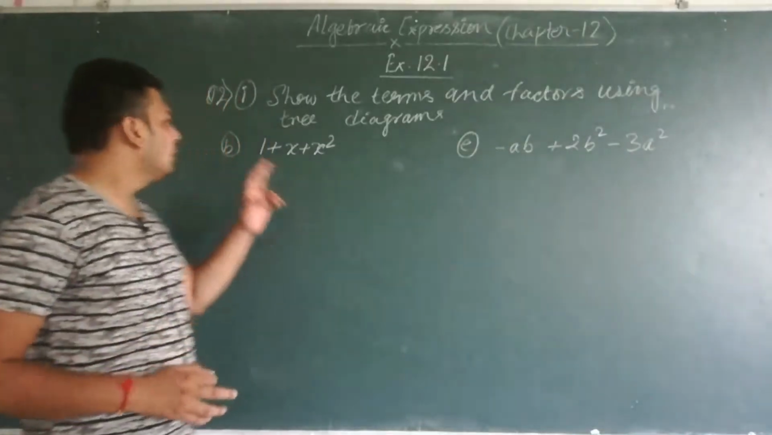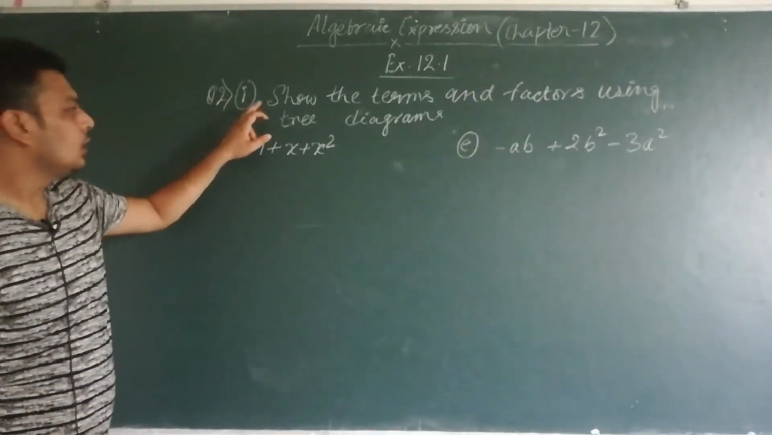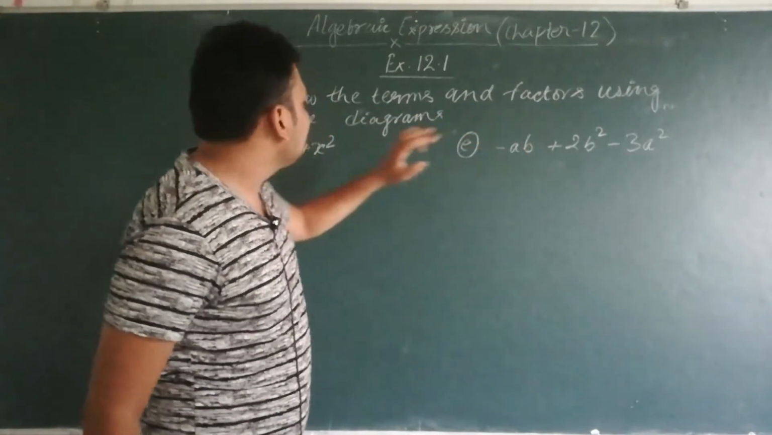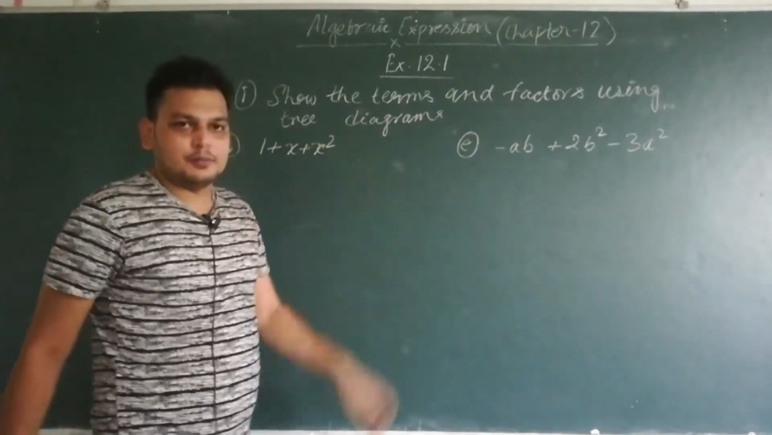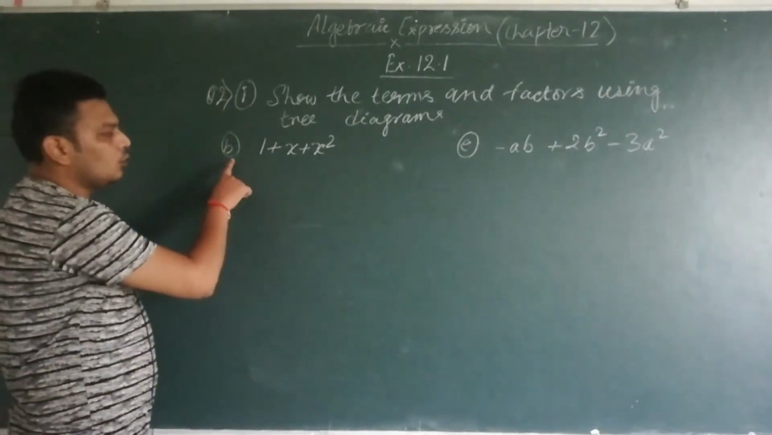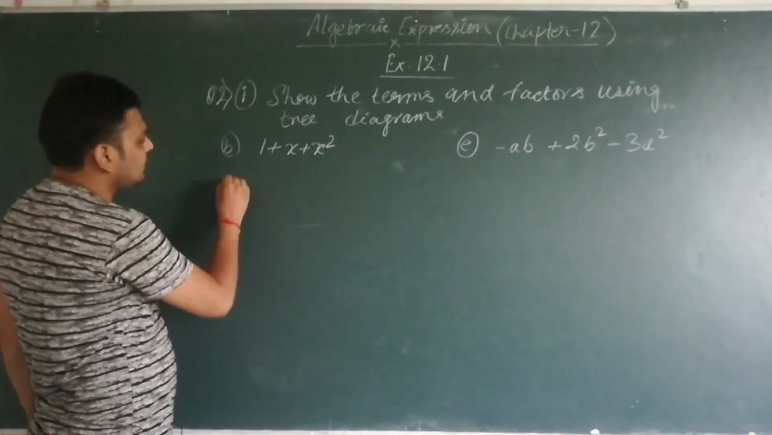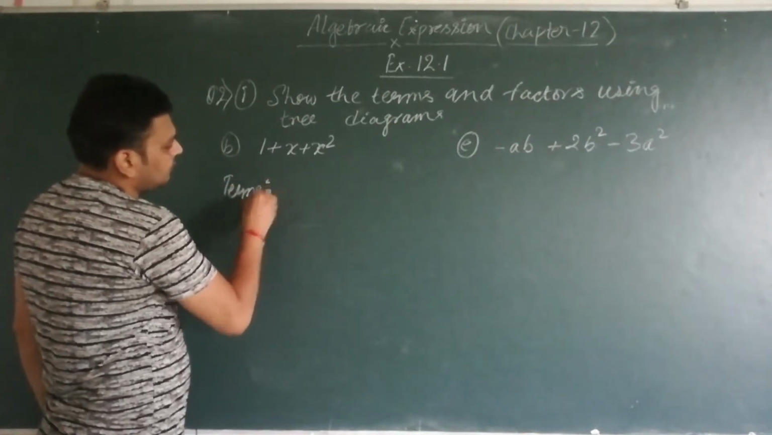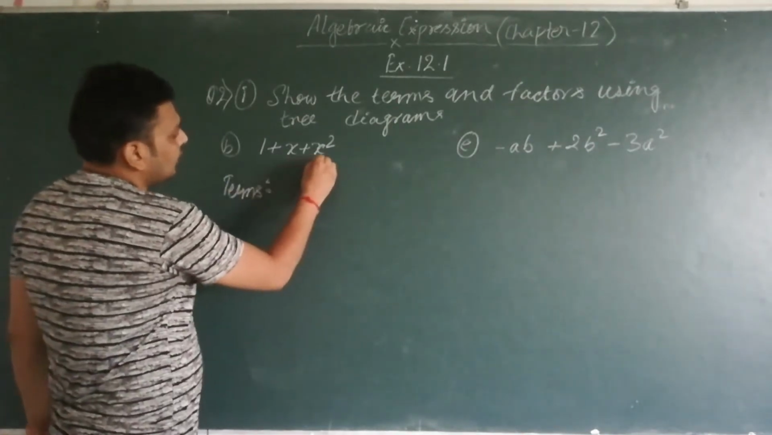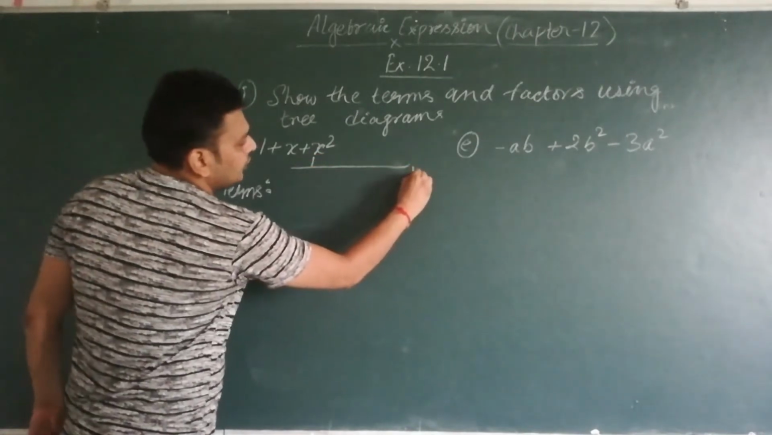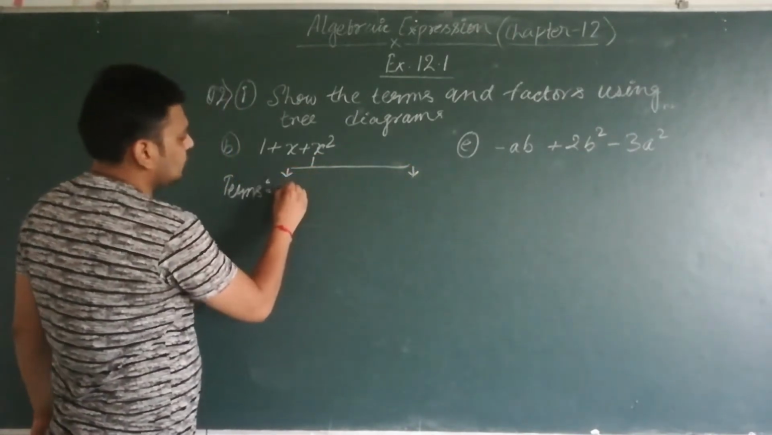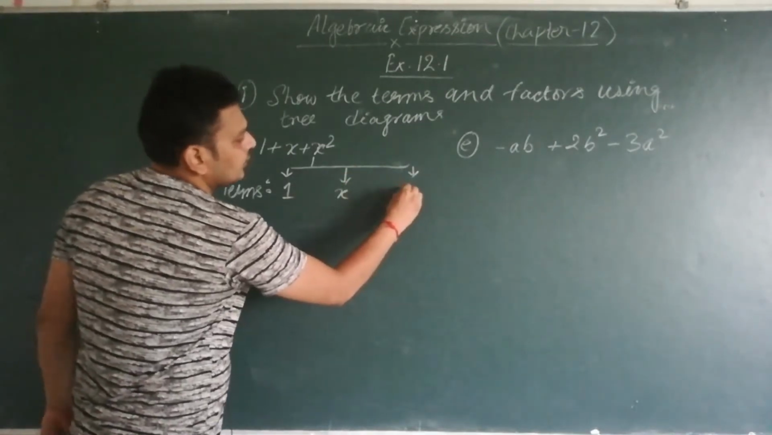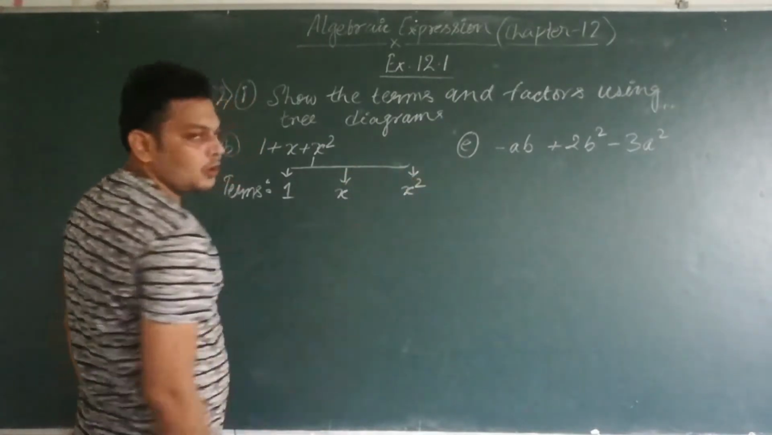Now moving to question number 2, part 1. In this question we have to show the terms and factors using a tree diagram. Okay, so we are doing part B. First write terms. Okay, so here this can be divided into 3 terms. The first term is 1, the second term is x, and the third term is x square.